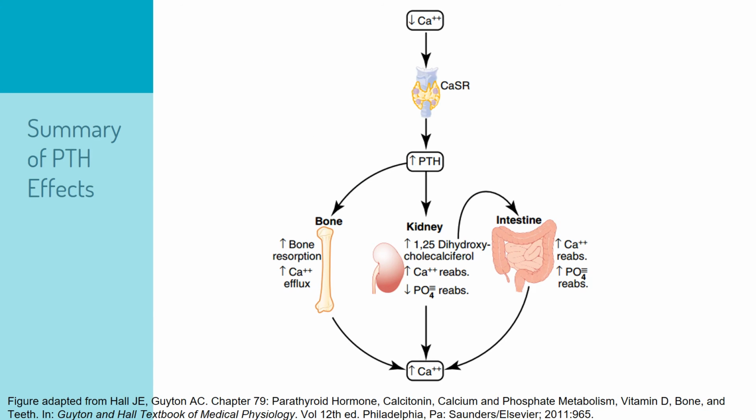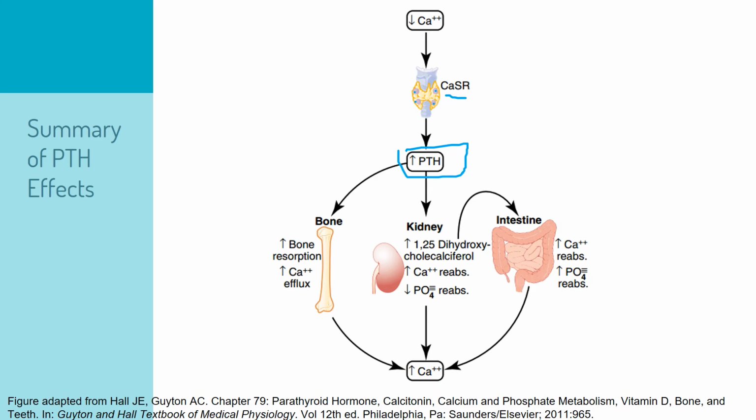Okay, in this slide we'll be summarizing the effects of PTH. Like we said, a decrease in the calcium concentration, or hypocalcemia, leads to the activation of the calcium sensing receptor in the chief cells, which are located in the parathyroid glands, the 4 glands here. Okay, this leads to an increase in, or the release of, parathyroid hormone in the blood. It has two main actions, on the bone and on the kidney.